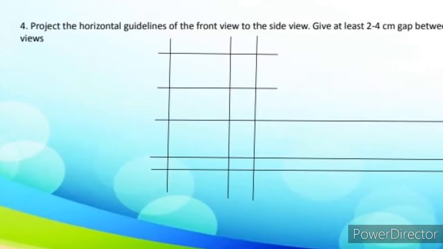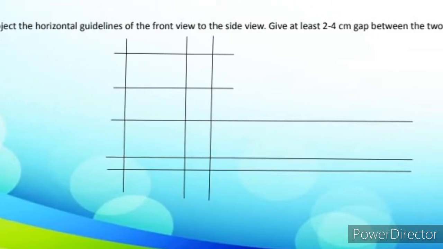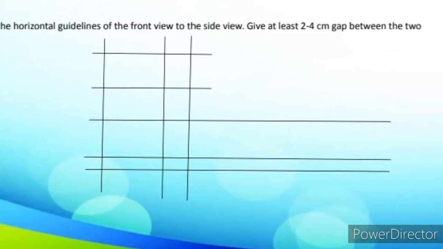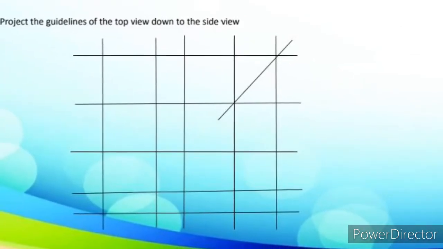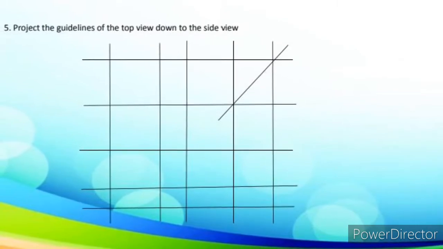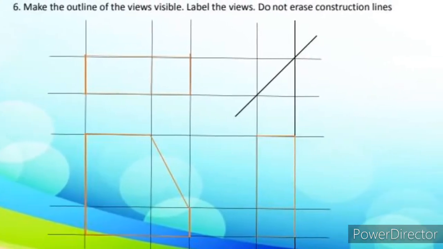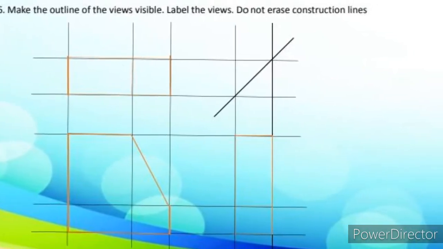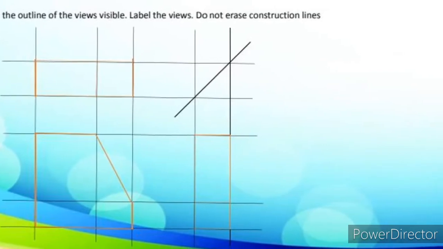4. Project the horizontal guidelines of the front view to the side view. Give at least 2 or 4 cm gap between the two views. 5. Project the guidelines of the top view down to the side view. 6. Make the outline of the views visible. Label the views. Do not erase construction lines.